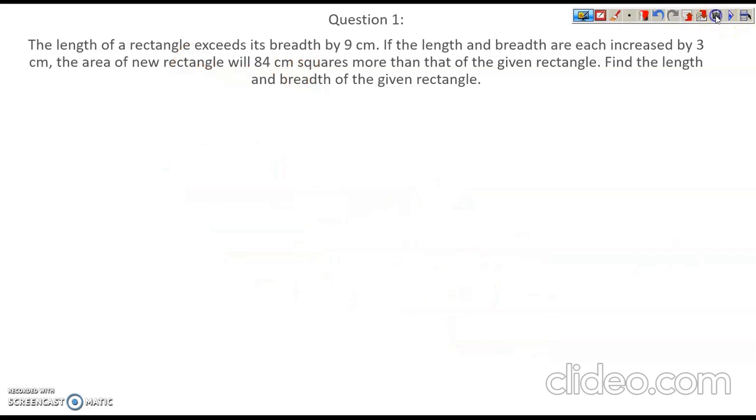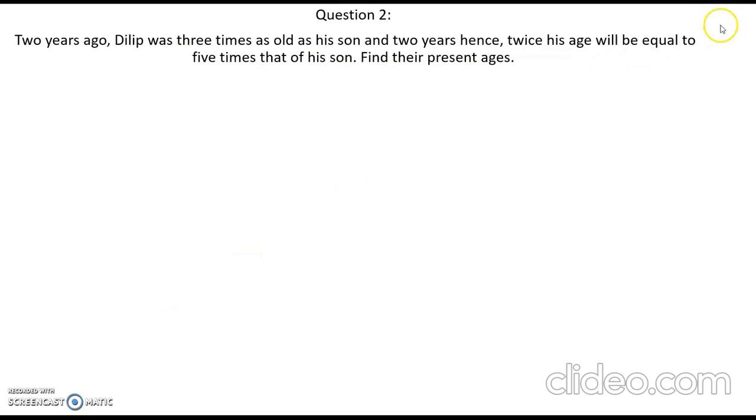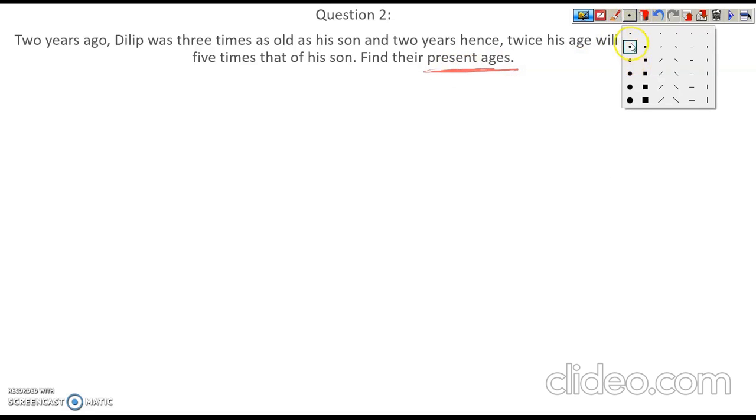Now moving on to our next question. Our next question is, first I will read the question for you. 2 years ago, Dilip was 3 times as old as his son, and 2 years hence, twice his age will be equal to 5 times that of his son. Find the present ages. We should find the present ages. Now, I will show you how we can do that.